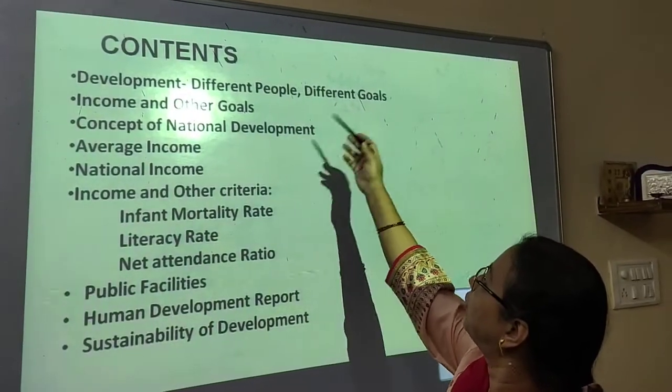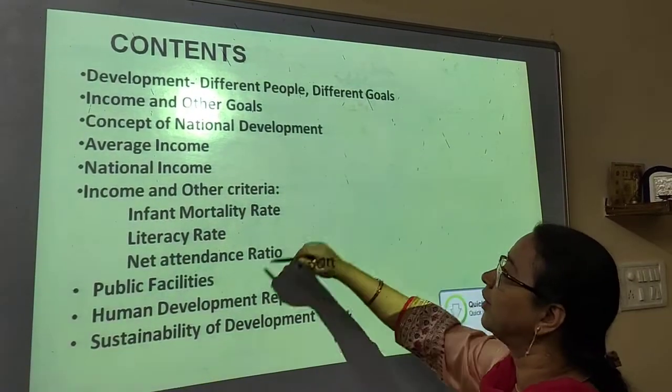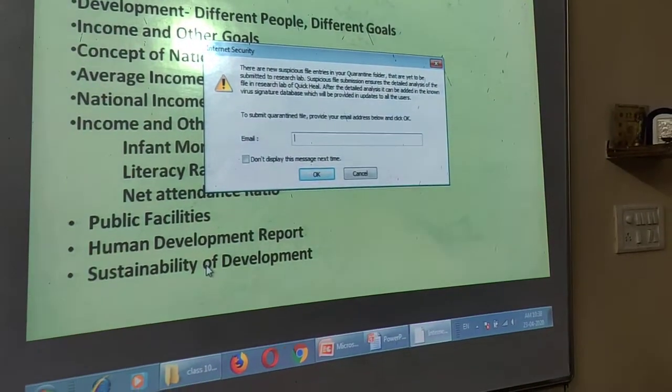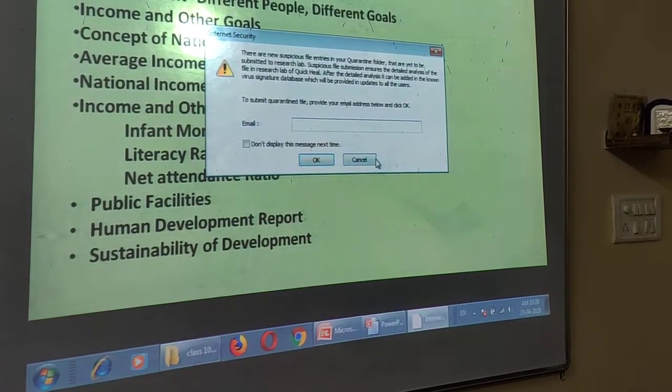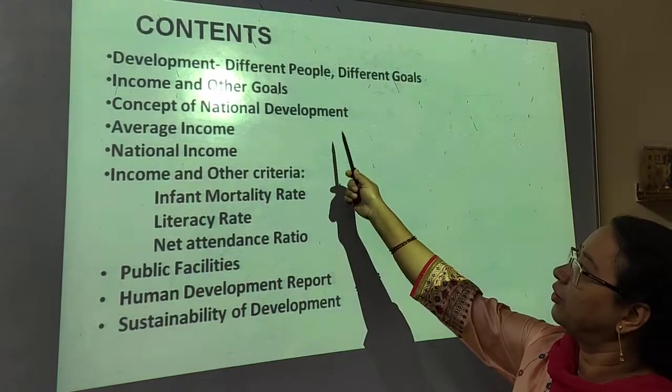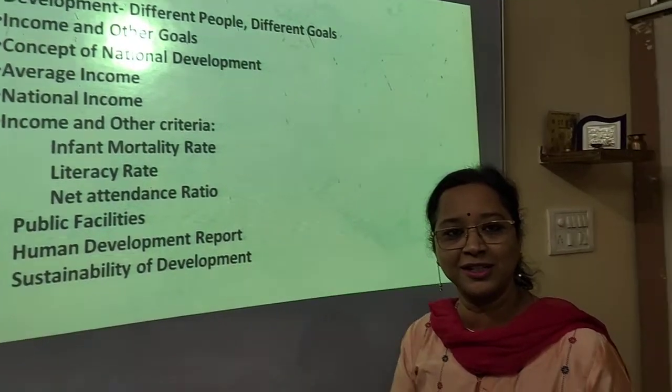Development is different for different people, and different people have different goals. Then we studied what income is and what the other goals are. I also taught you what is meant by national development. National development is a process in which there is an overall increase in per capita income. People's disposable income increases, education develops, health facilities develop, and there is a pollution-free environment. When all these happen, we can say there is national development.